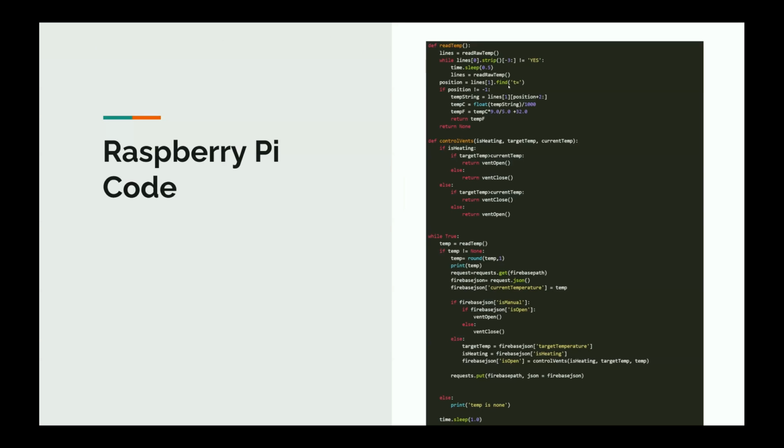My code in the Raspberry Pi mainly consists of 3 parts. The first part is the read temp function. The second part is the control vents function. And the third part is the main while loop that's going to be running for the majority of the time.